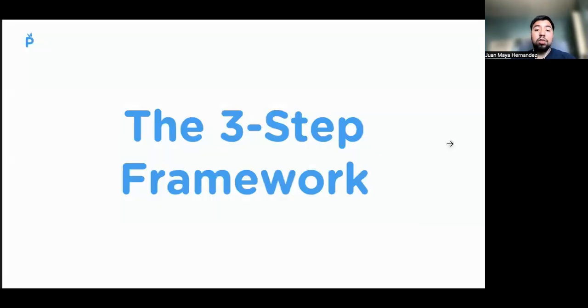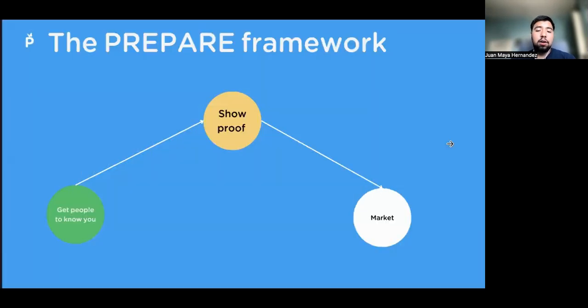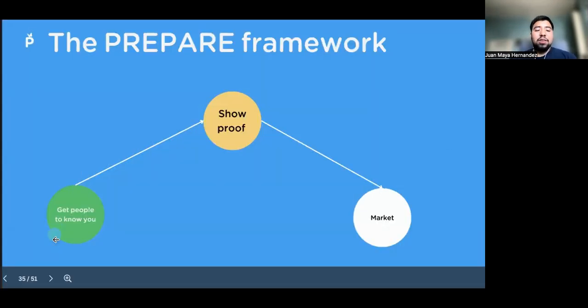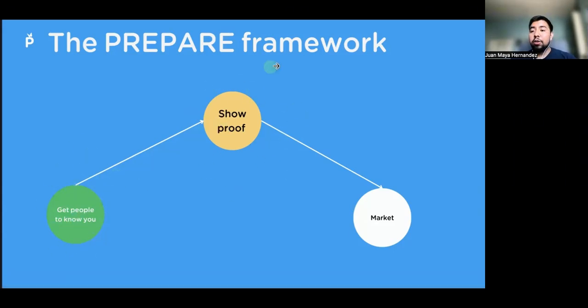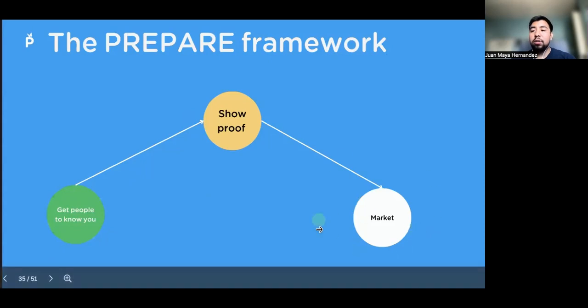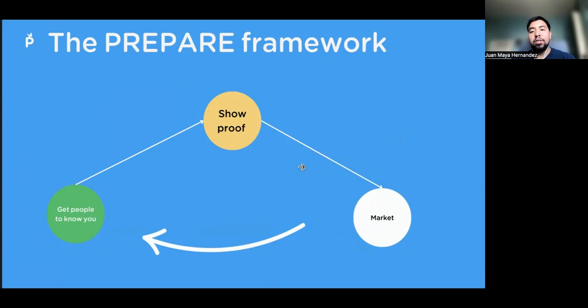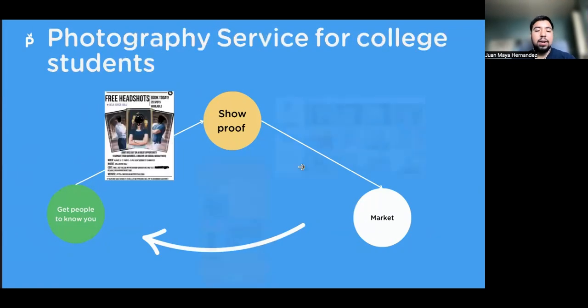And that leads me to the three-step framework, right? So putting it all together, the three-step framework, which I call the PREPARE framework. Your first step is to get people to know you, right? The second step is to show proof that your service works. And then your step three is to start marketing. And then your step four is you repeat, right? You start all over again. So you do step one, step two, step three, step four, and do it again. And you keep going.